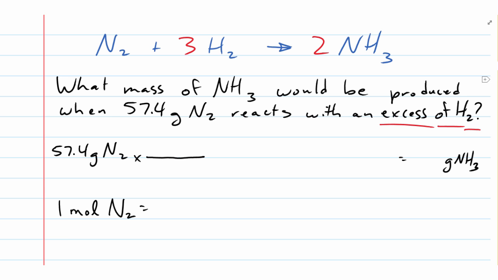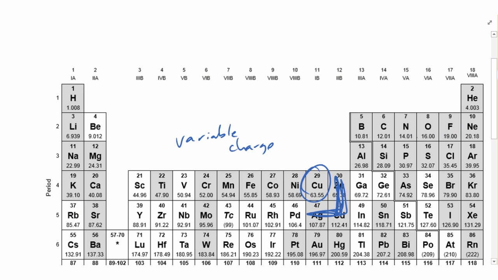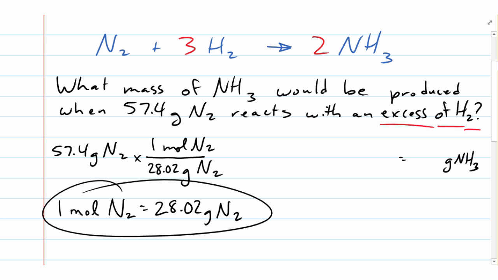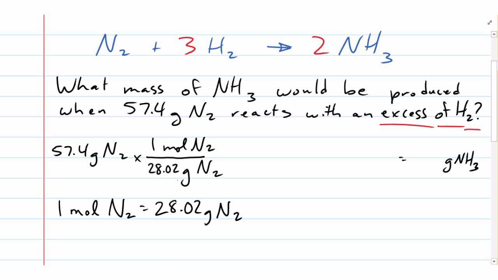Remember, molar masses are always the grams in 1 mole. So how do we calculate the molar mass? We go to the periodic table and look at nitrogen. It shows 14.01, but how many nitrogens are in this formula? 2. So the molar mass is 28.02 grams of N2. We put grams of N2 on the bottom, which is 28.02, and on the top we put 1 mole of N2, so that the units cancel out.